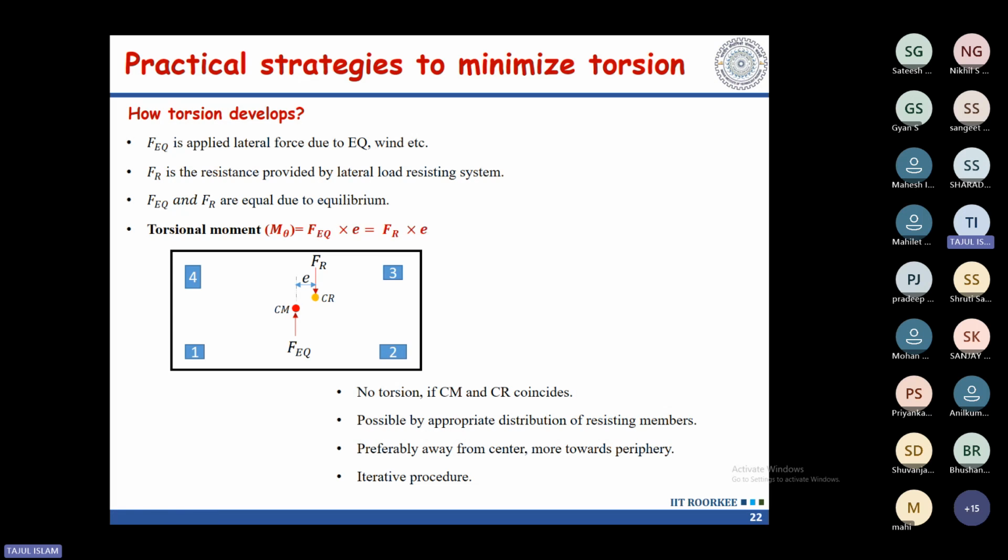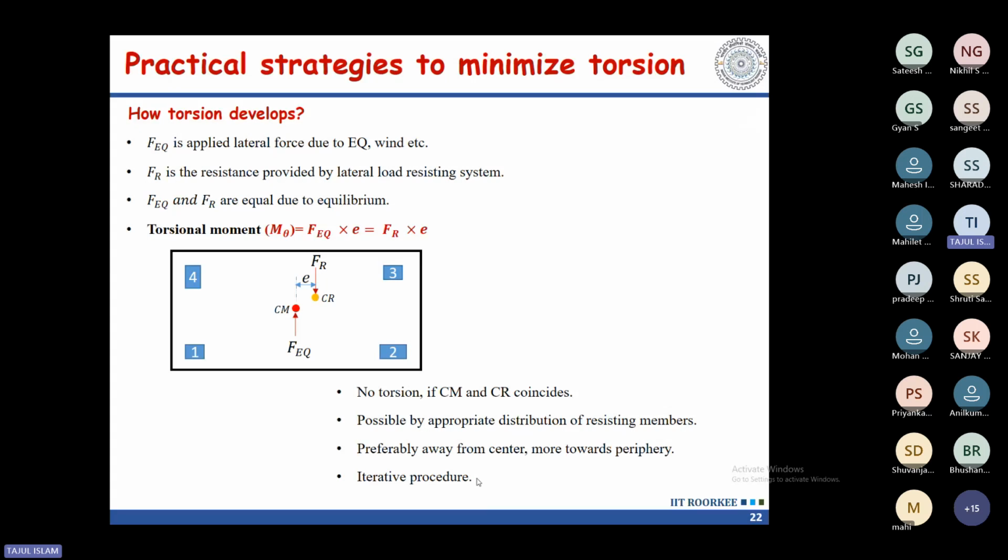I know there are a lot of limitations for practicing engineers to implement this, providing the lateral resisting system away from the center of mass. I know these limitations, but still, wherever you have scope, you can try this to eliminate or at least minimize the torsional quantity.